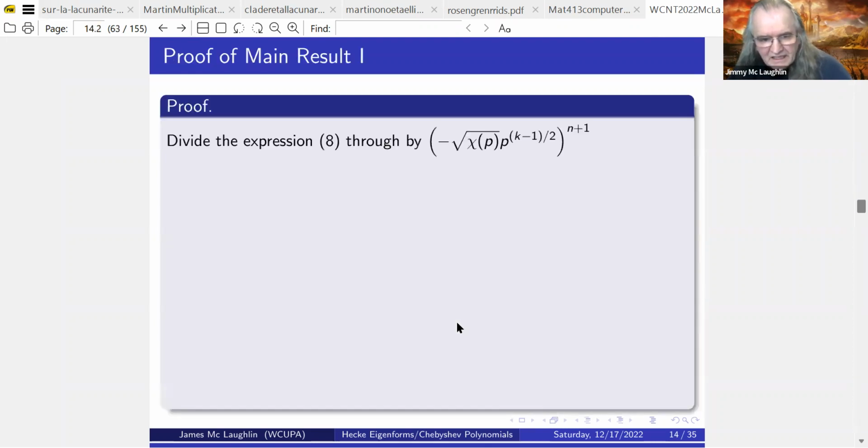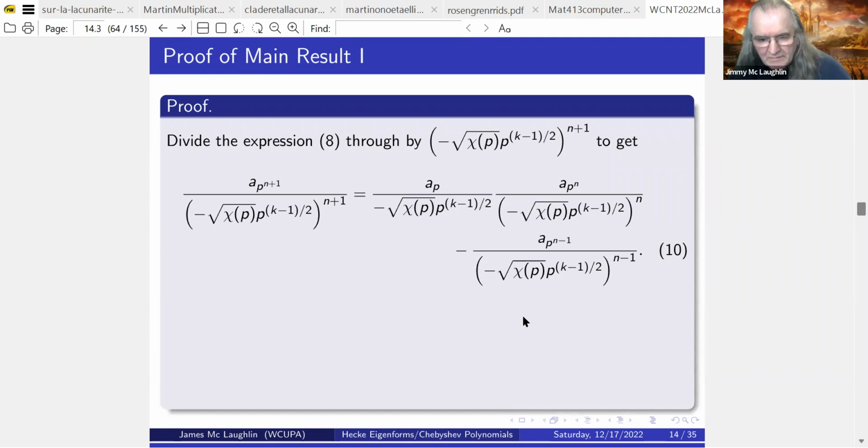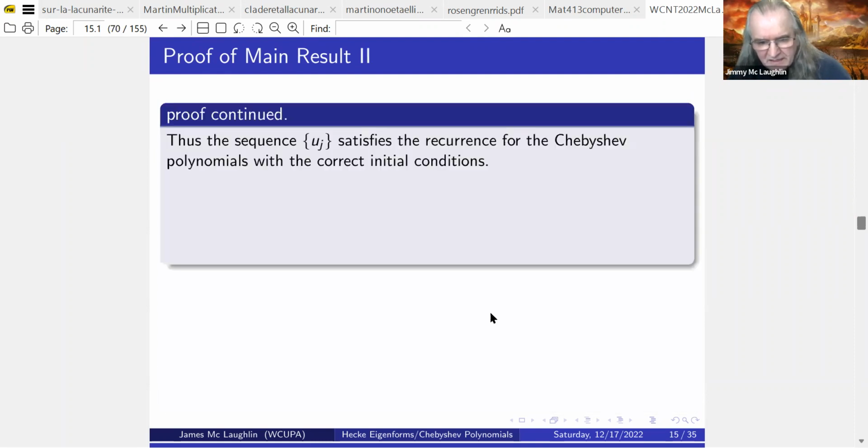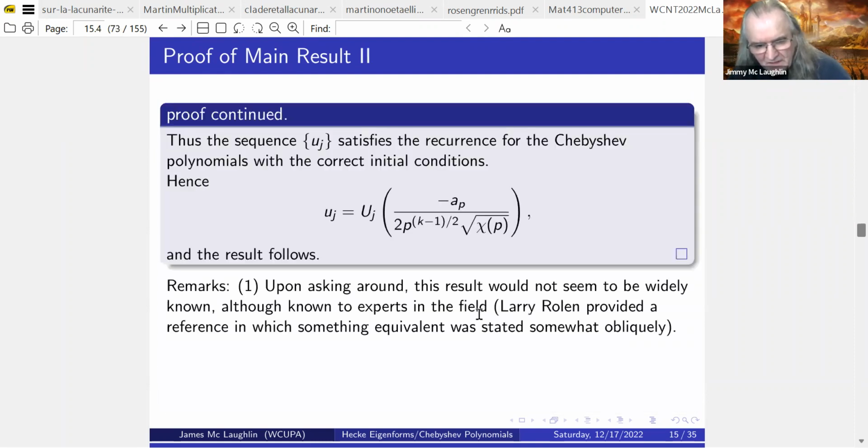Now, I'm going to skip the proof here, but it's fairly simple. You just show that they satisfy the same recurrence relation and same initial values and so on. The thing is that, asking around, it seemed like it was known to experts like Dongxi and Ken Ono, and Larry Rolen actually gave me a reference, but it was stated somewhat obliquely. And so since it seemed to be not well known, we decided to write a short paper on it.